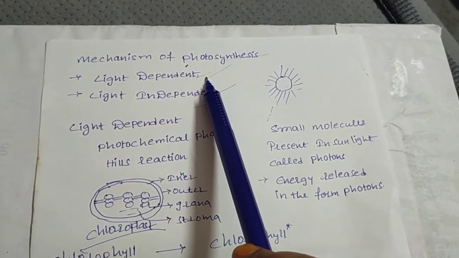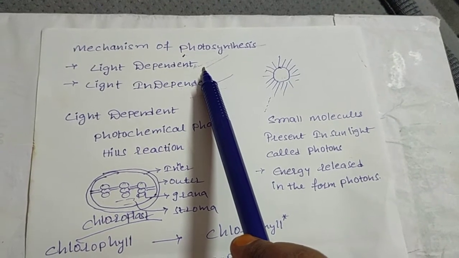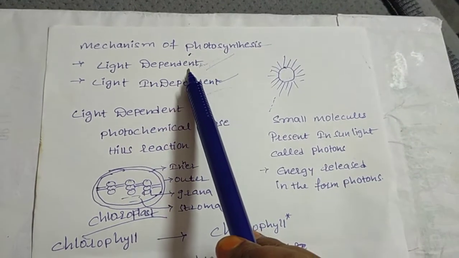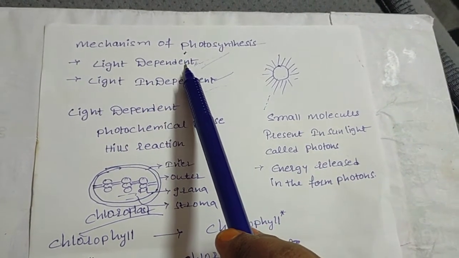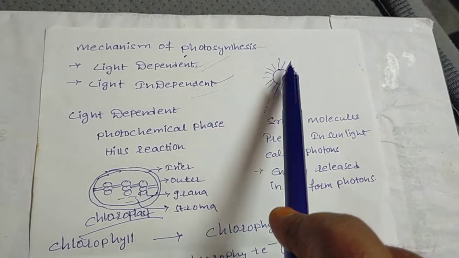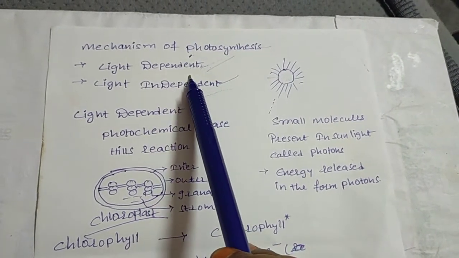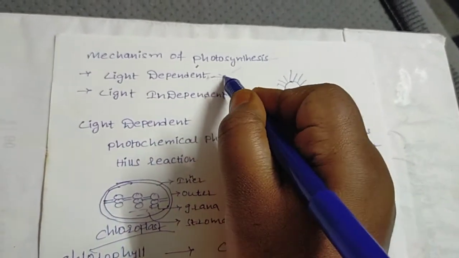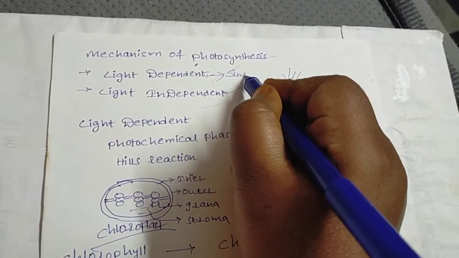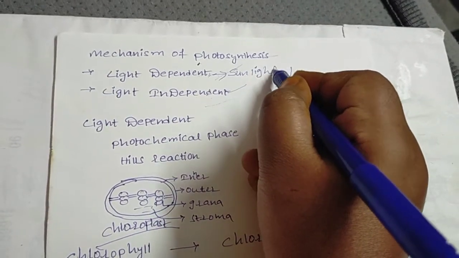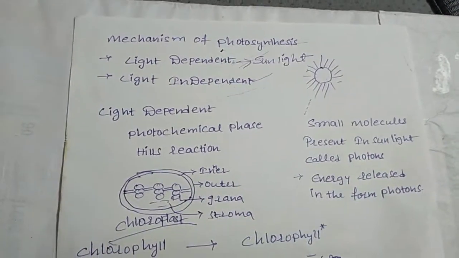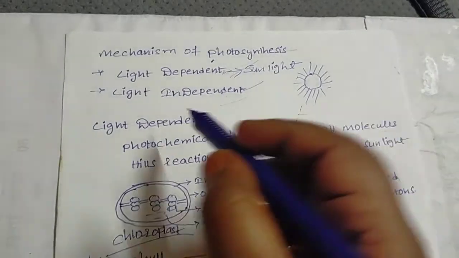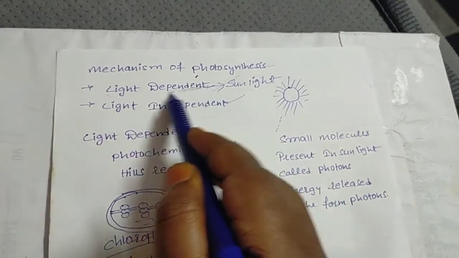What do you mean by light dependent reaction? It means this reaction takes place only during the daytime. This reaction requires sunlight. That's why it is called light dependent reaction. Today we are going to learn the light dependent reaction.